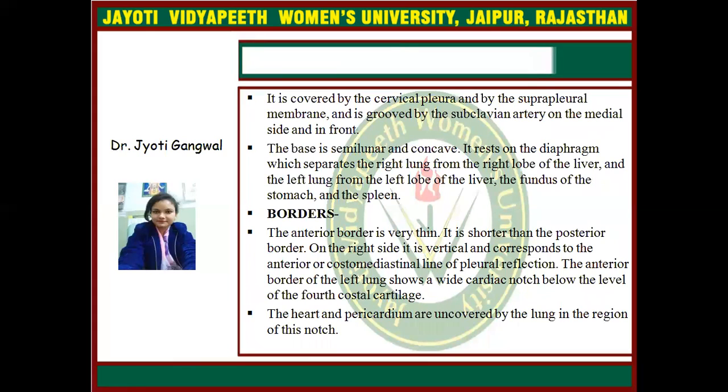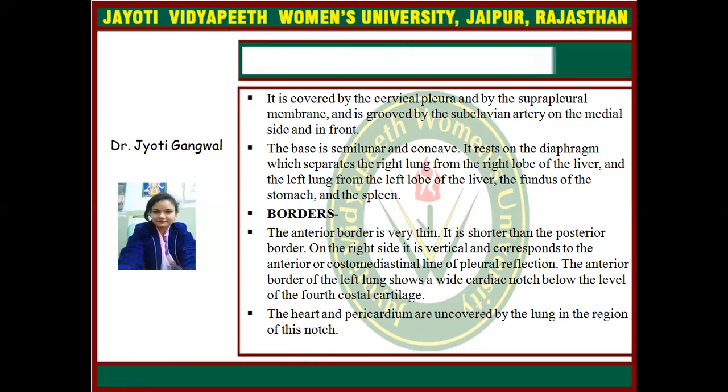Borders. Each lung has three borders: anterior, posterior and inferior. The anterior border is very thin. It is shorter than the posterior border. On the right side, it is vertical and corresponds to the anterior pleural line.